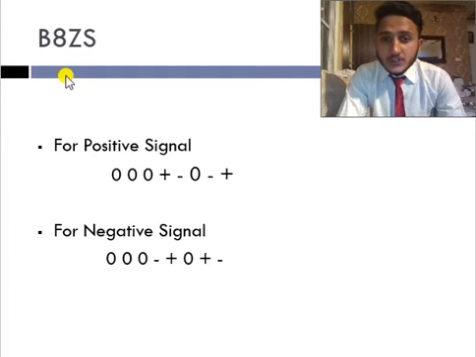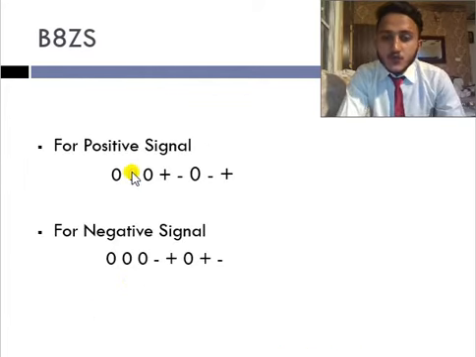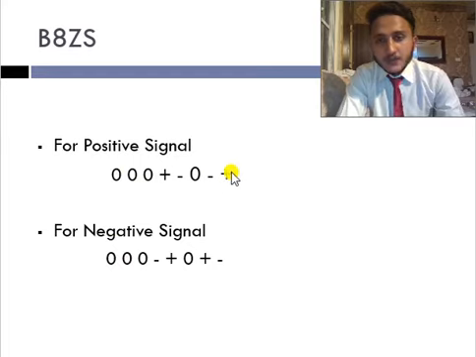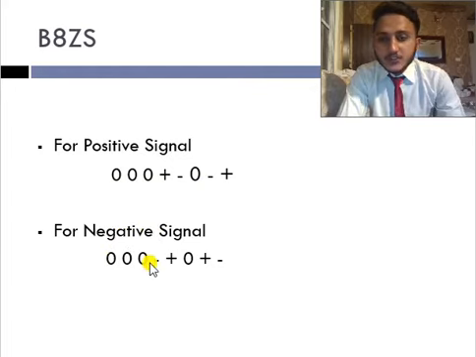In the bipolar 8-zero substitution technique we have two patterns. If the last signal before the consecutive zeros is positive, we use this pattern: 000, positive half, negative half, 0, negative half and positive half. And if the last signal before the consecutive zeros is negative, then we use this pattern: 000, negative half, positive half, 0, positive half and negative half.